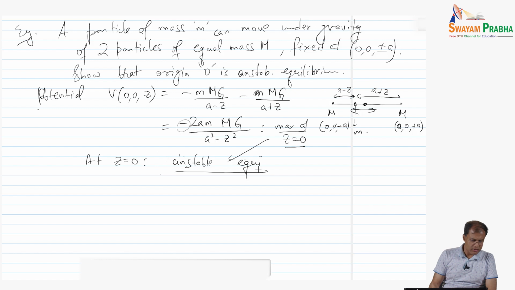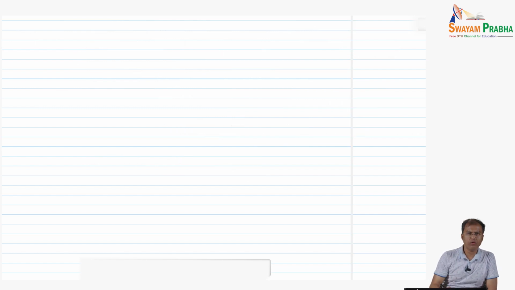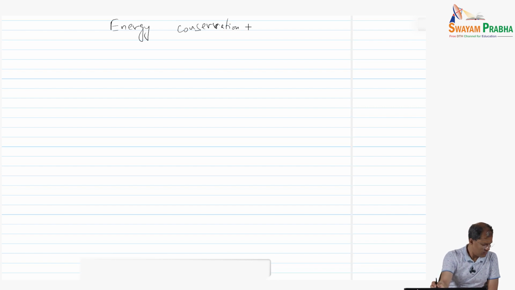Then we come to a class of motion where the particle is moving under some constraints. The question arises: what is the work done by the constraints on the particle? So what are we going to see next? We are talking about energy conservation in a constrained motion.